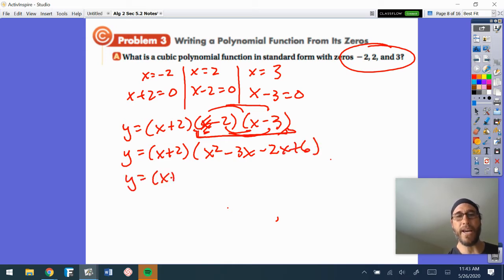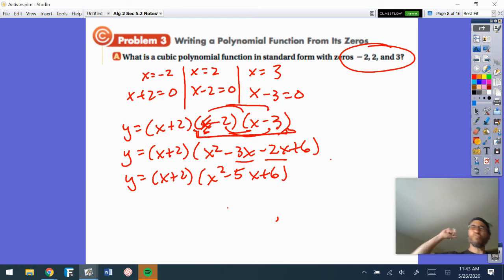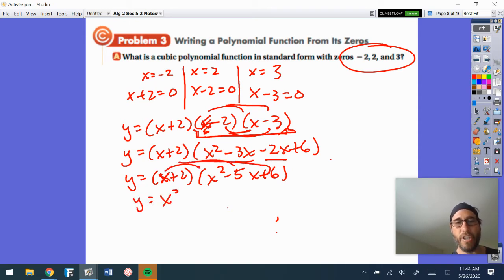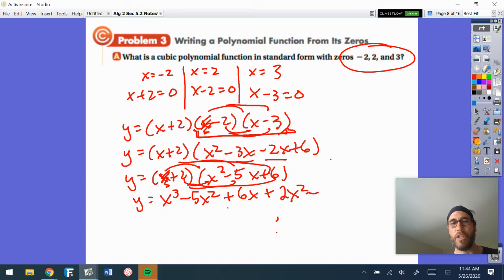And then we get y equals. I'm going to simplify a little bit so it's not causing me more work. I can combine the x terms. Okay, and then, oh sweet, I'm not even done yet. That means I have to distribute again. I'm going to share this x to all 3 of those guys. So then we get x to the third minus 5x squared plus 6x. And then I'm going to share that 2 with everything, which gives me a plus 2x squared. Boom, and then let's collect like terms, and we're done.